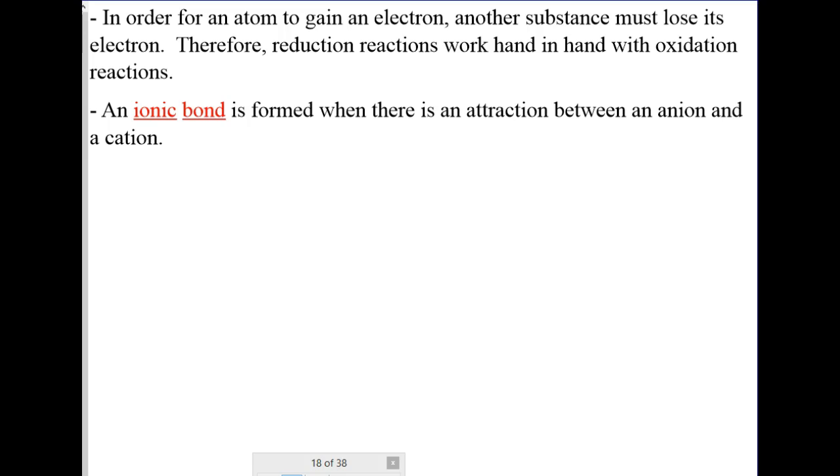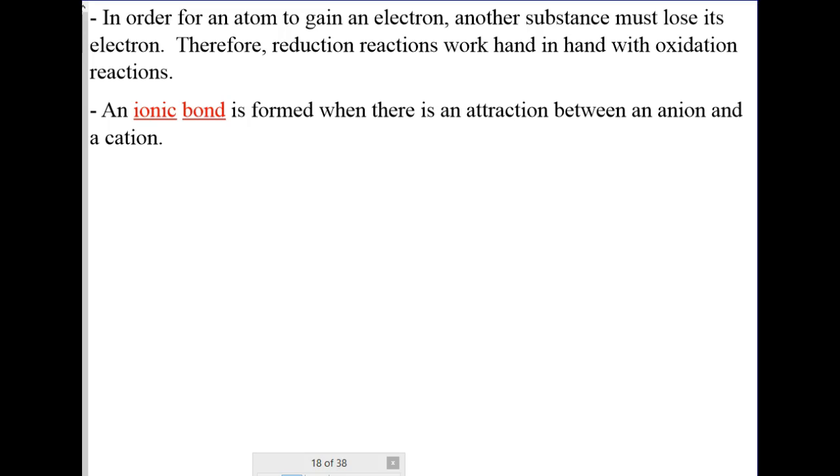Whenever you have gain and loss of electrons, you have at least two things working together. Think of a baseball game. If that catcher is going to catch the ball, the pitcher has to throw the ball. If the pitcher doesn't throw the ball, there is no ball to catch. In order for something to gain an electron, something has to lose an electron. Oxidation and reduction always go hand in hand.